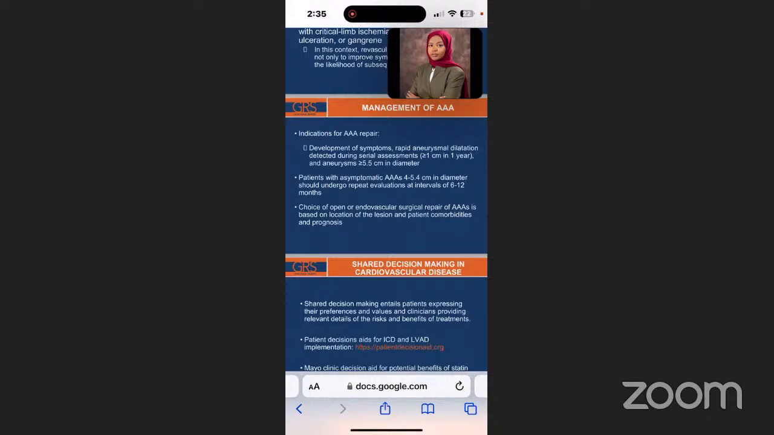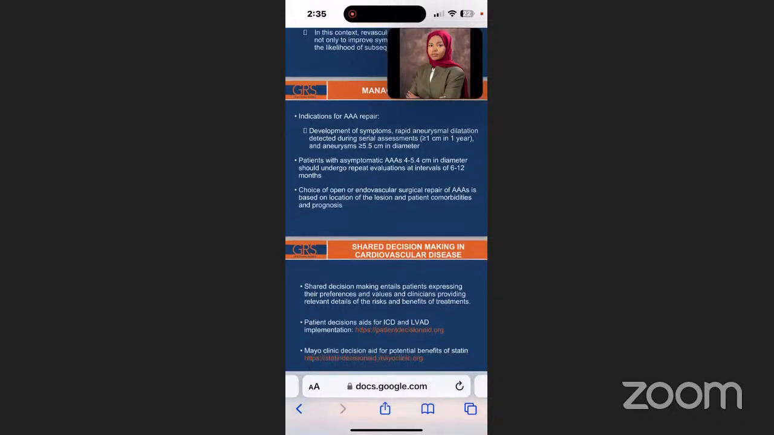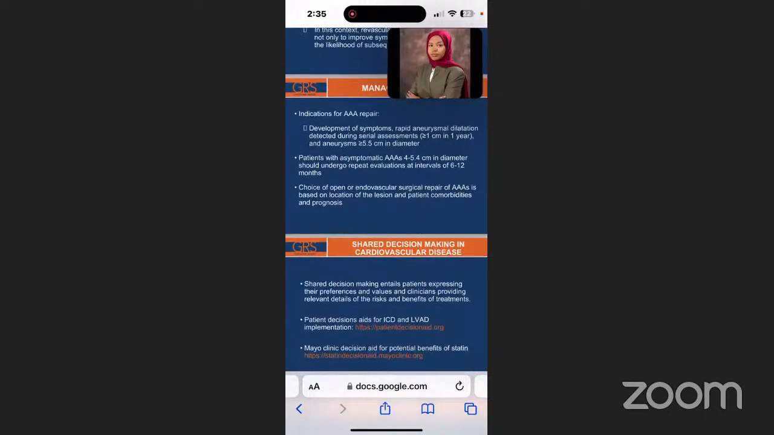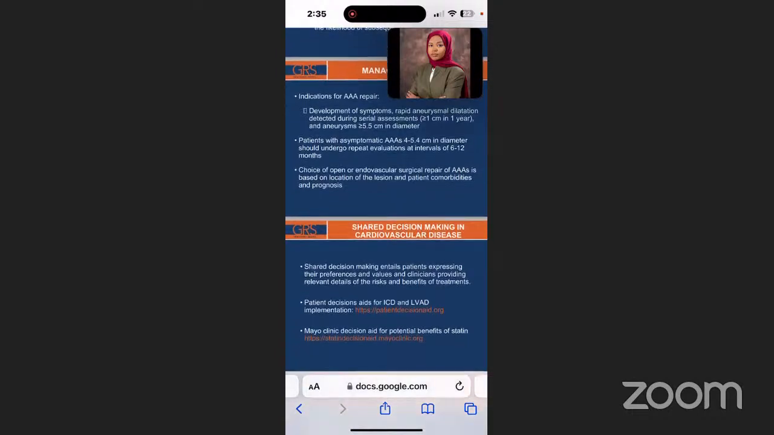In management, the indications for abdominal aortic aneurysm repair: number one, the patient develops symptoms, or there is a rapid aneurysmal dilatation, which can be detected by regular ultrasound during serial assessment, if the diameter increases by more than 1 centimeter in 1 year, or the aneurysm is more than 5.5 centimeters in diameter. If the size is more than 5.5 centimeters the first time, we can go ahead and do repair.